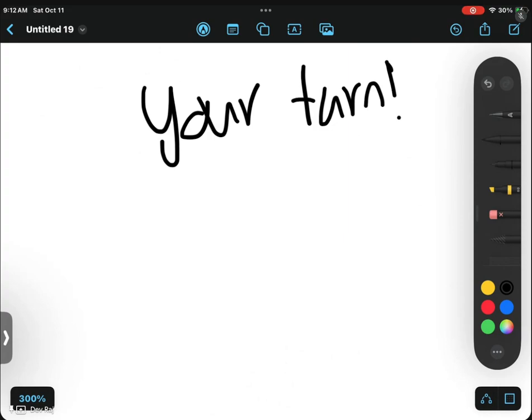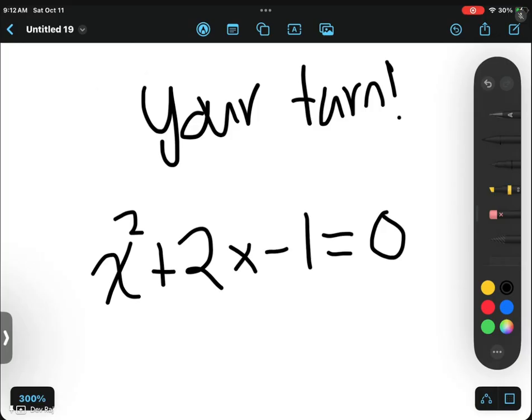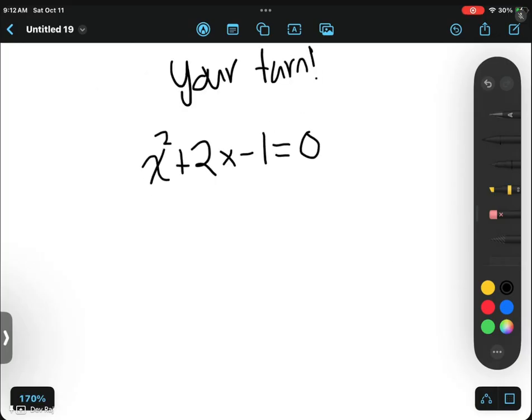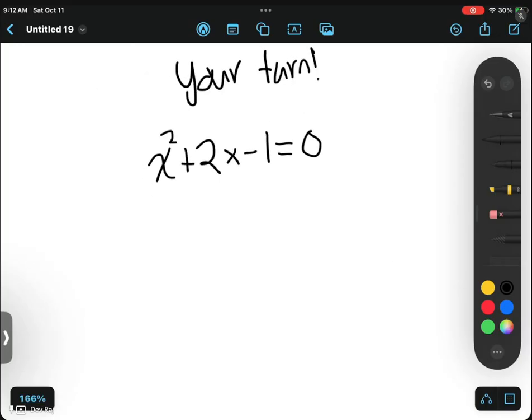Right, let's do x squared plus 2x minus 1 equals 0. Okay, and if you need help or if you get stuck, let me know and we can talk it through then. Okay? Okay, awesome. So let me know when you're done.